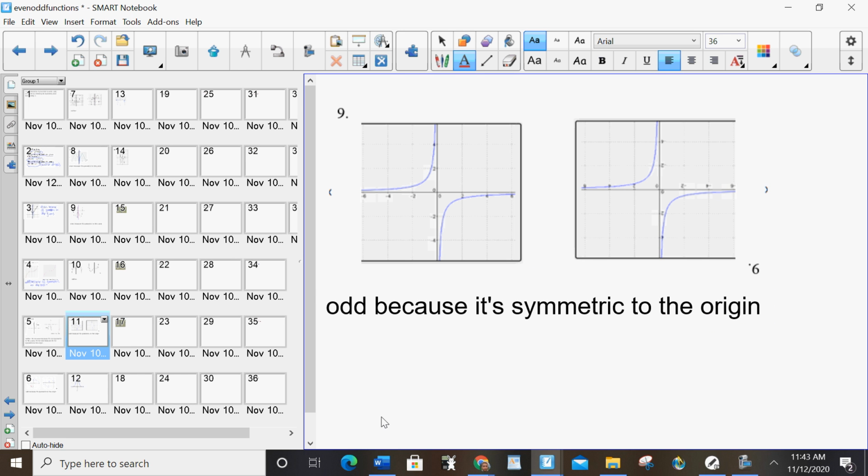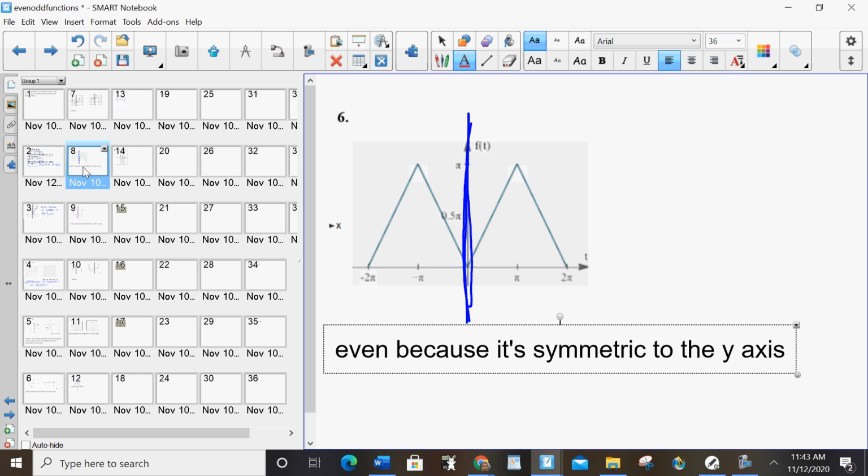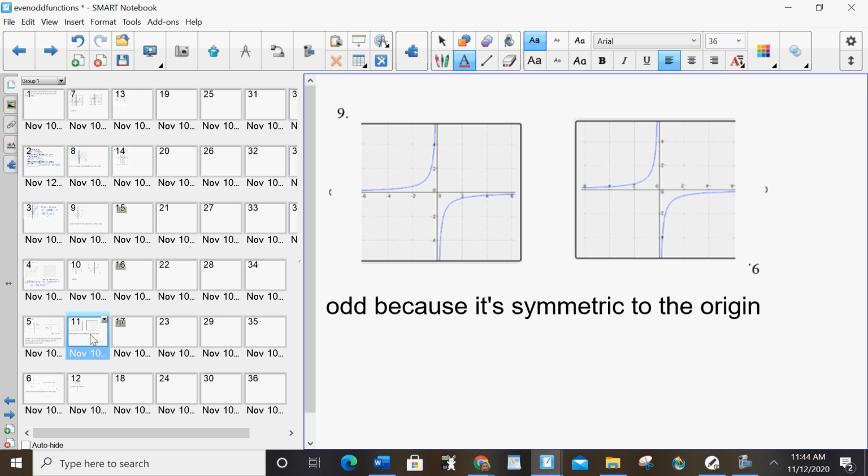That's it. So for even and odd functions, even are symmetric to the y-axis, odd are symmetric to the origin, and if it's neither of those, then it's neither.